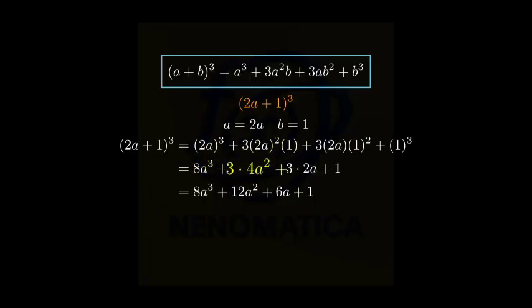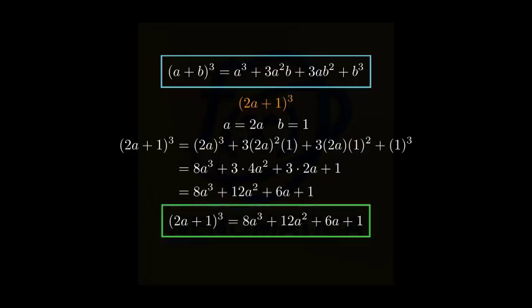Next, 3a squared b is 3 times 2a squared times 1, which equals 3 times 4a squared, giving us 12a squared. Then, 3ab squared is 3 times 2a times 1 squared, which equals 3 times 2a, giving us 6a. Finally, b cubed is just 1 cubed, which equals 1. So, our final expansion is 8a cubed plus 12a squared plus 6a plus 1. Let's verify this by using the algorithm shown in the image.